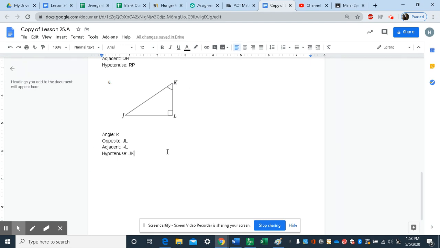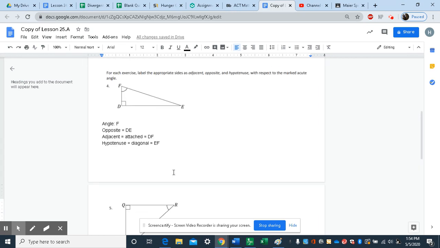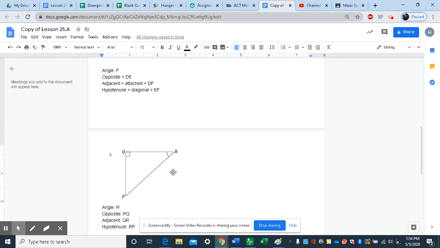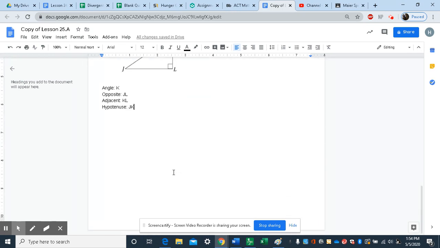Another helpful hint about the adjacent: the adjacent and the opposite are always going to be the two legs of the triangle. They are going to be attached to the right angle. The hypotenuse is always across from the right angle, and the opposite and adjacent are always attached to the right angle. We will be dealing more with this in this week's divergent assignment, and also we'll be going into more depth with this next week.